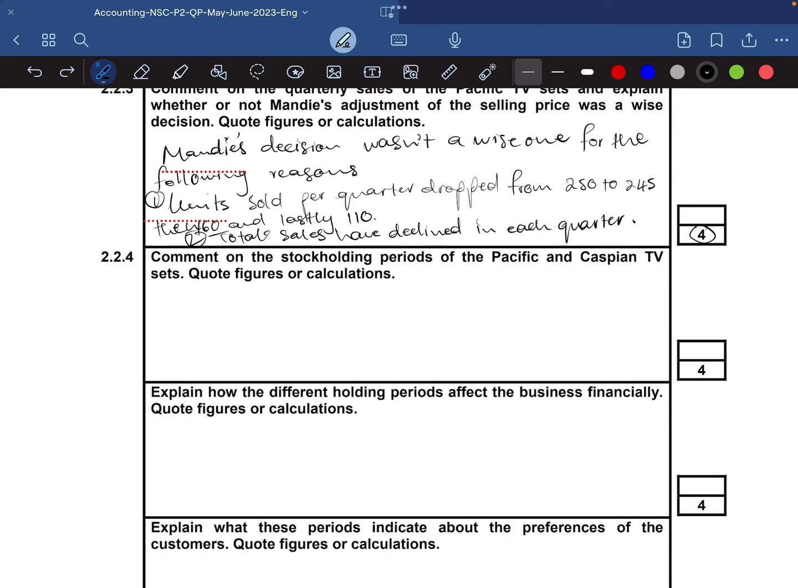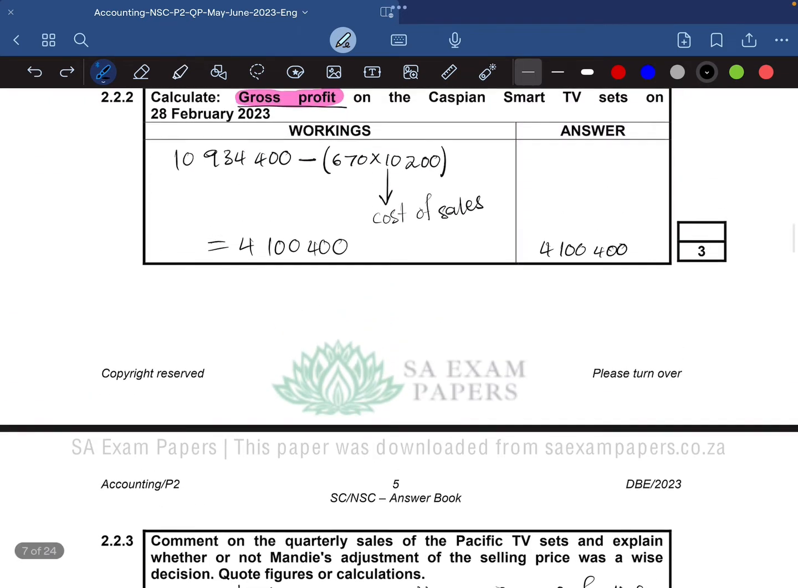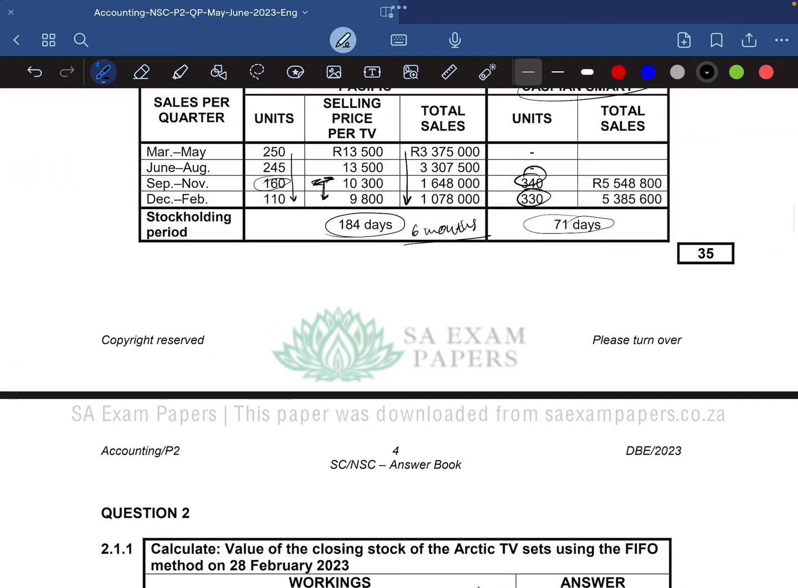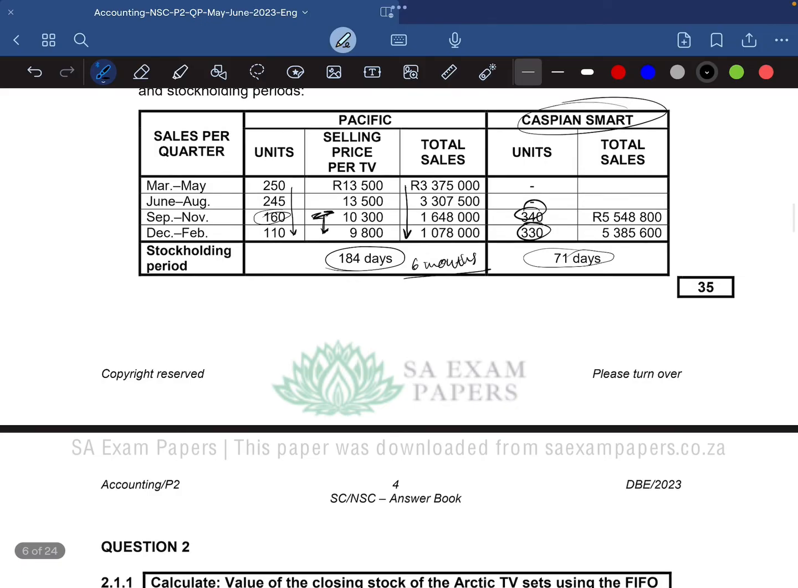Okay, then 2.2.4, it says comment on the stock holding periods of the Pacific and Caspian TV sets. So we're looking at the stock holding periods. As I said, we have close to 6 months here of holding stock. That means the stock is not in demand. Money is tied up in stock. It could result in cash flow problems. So there's really a lot going on here with the Pacific smart TV sets.